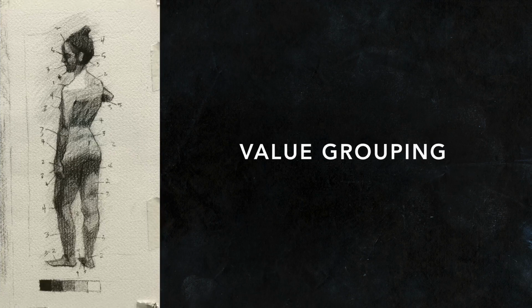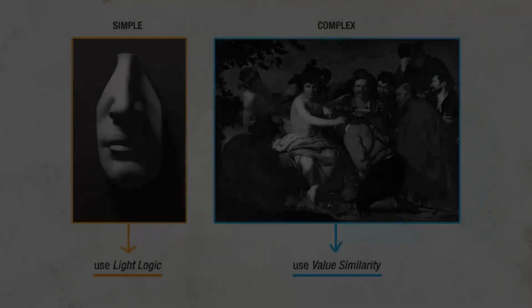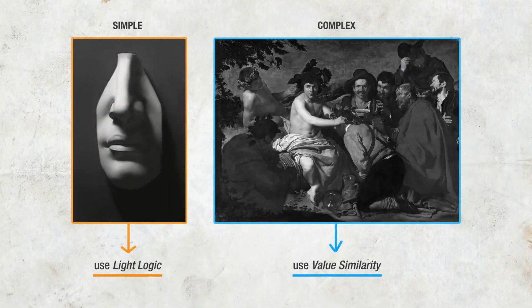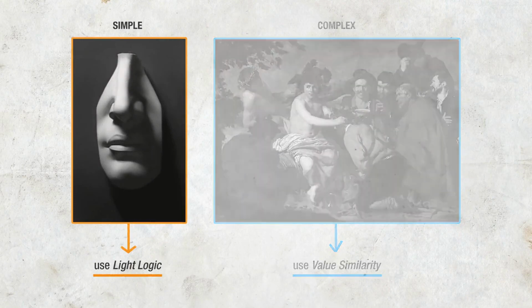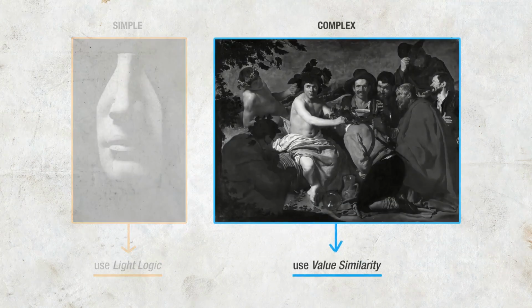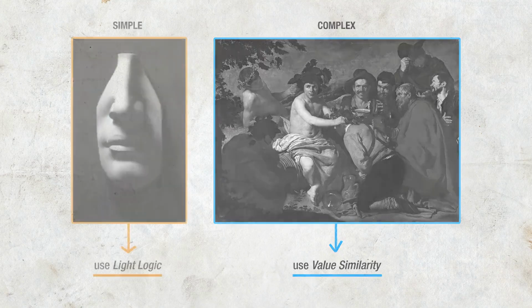The technique that we use in the value study is called value grouping, and in this lesson I will show you how to do value grouping with any subject matter. In my mind, we have two options. If the subject is very simple, the best approach is usually to use light logic to create your value groups. This means thinking about modeling factors and separating light and shadow, adding dark halftones and so forth. If the subject is more complex, it makes sense to simply group similar values together, regardless of modeling factors. Let's do light logic first.